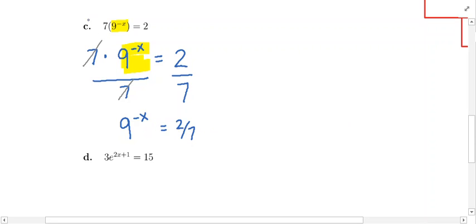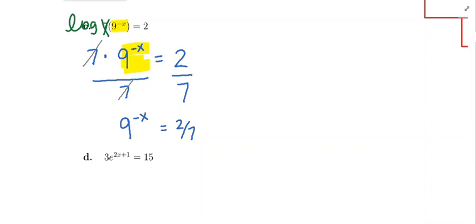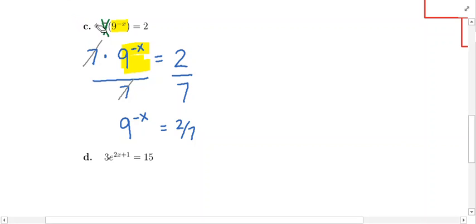So I want to emphasize this. If I had started this problem by taking the logarithm up here, it's not going to come out right because the 7 is in the way. The exponential piece has to be isolated before you can take the logarithm. Please remember that.